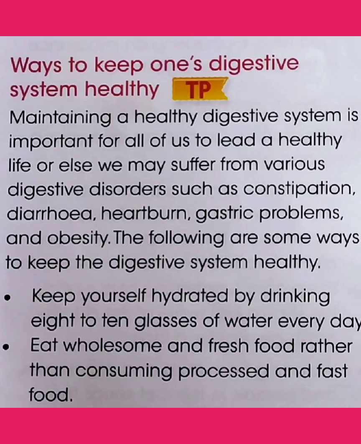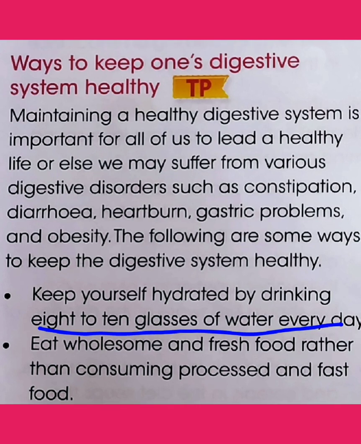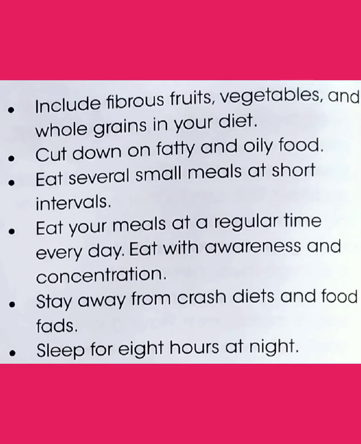Now let's read how we can keep our digestive system healthy. For that, we need to keep ourselves hydrated by drinking 8 to 10 glasses of water every day. We should eat wholesome and fresh food instead of fast food or processed food. We should include fibrous vegetables and whole grains in our diet, and we should cut down on fatty and oily foods.